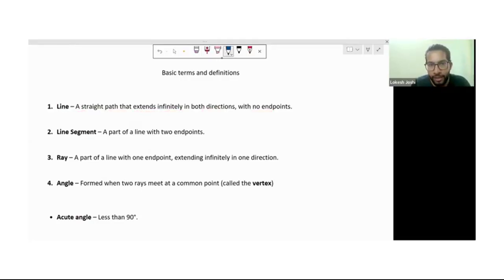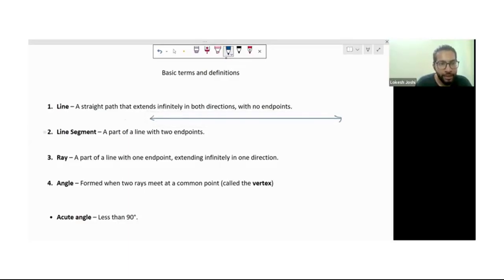So if I make a straight path like that, which has no endpoints, which means it keeps going in the left direction like that, and also in the right direction. Okay, this is the line. Basically, it does not have any fixed length. We can extend like this or this. It depends. Okay, so it's all about the line.